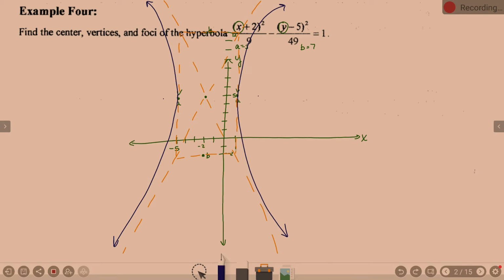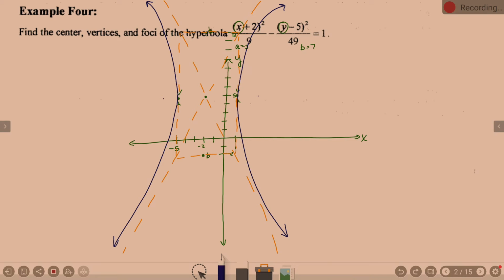What is the square root of 58? That's a good question. 7 something? 7.6. So -2 plus 7.6 is going to be at 5.6, and -2 minus 7.6 is going to be at -9.6. So farther out than what I have them.